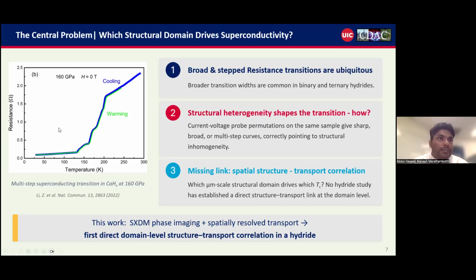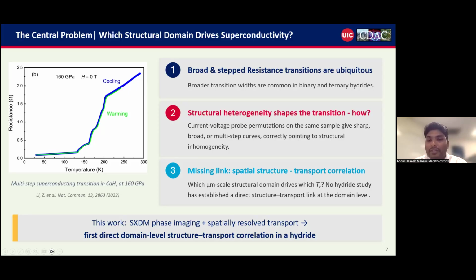Look at the resistance versus temperature curve from the calcium hydrate system at 165 GPa. Instead of one sharp drop to 0, you see multiple distinct steps, broad, overlapping transitions spanning tens of Kelvin. This kind of behavior is ubiquitous across binary and ternary hydrates. The standard interpretation has always been structural heterogeneity, different structural phases coexisting in the same sample, each with its own Tc, each contributing to the measured resistance signal.